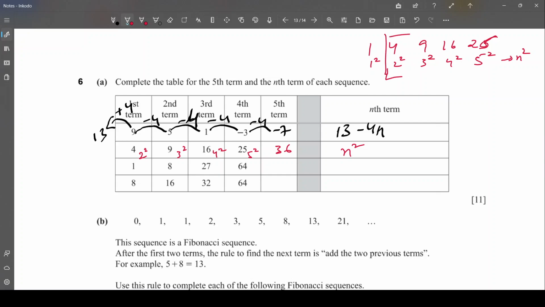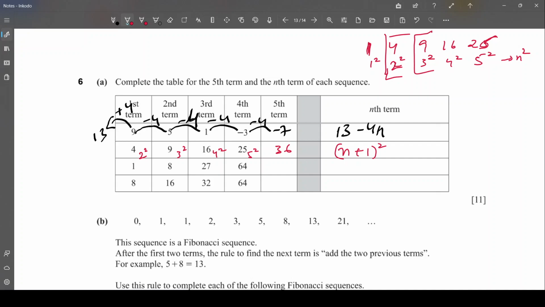The first term itself is 4. We are starting from 2 square, so if I write n square and put the value of n as 1, I'll get 1, right? So the first term is wrong. Because we are starting our sequence from the second term, we are going to add 1 to it. We are not going to write n square here. What we are going to do is add 1 to it and then square it, okay, because we are shifting the term one step towards the right. That's why we are adding 1 to it.